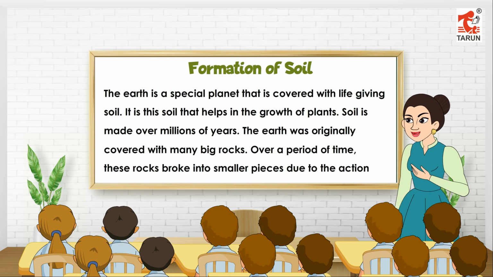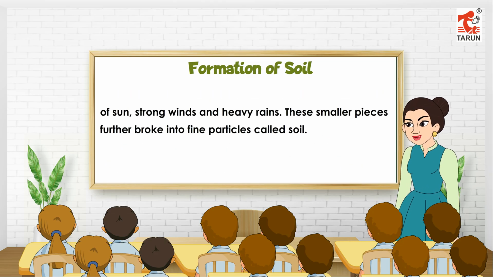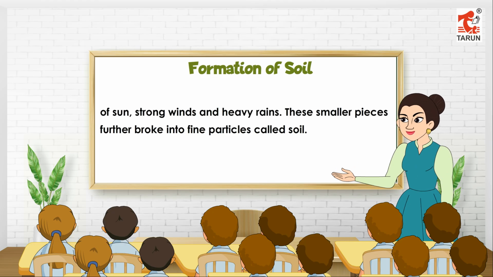Formation of soil. The Earth is a special planet that is covered with life-giving soil. It is this soil that helps in the growth of plants. Soil is made over millions of years. The Earth was originally covered with many big rocks. Over a period of time, these rocks broke into smaller pieces due to the action of sun, strong winds and heavy rains. These smaller pieces further broke into fine particles called soil.